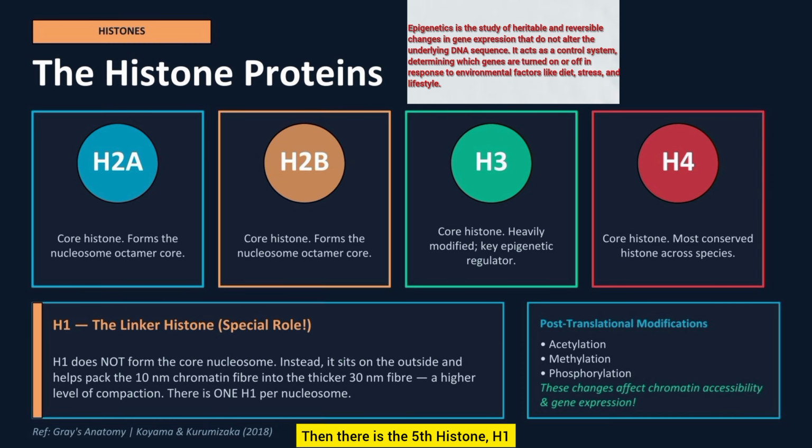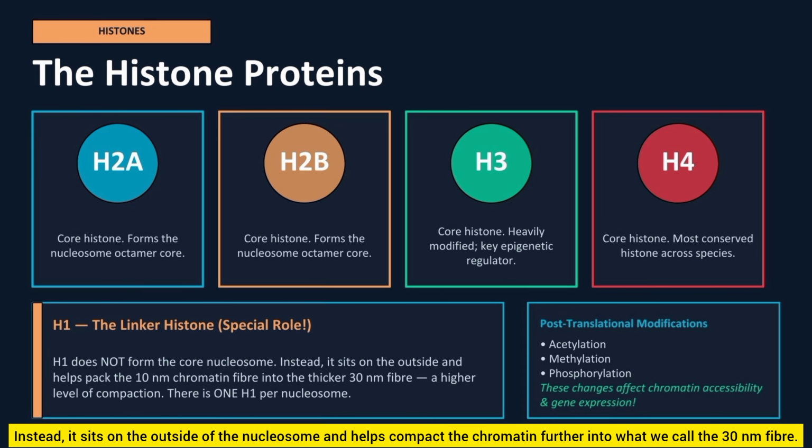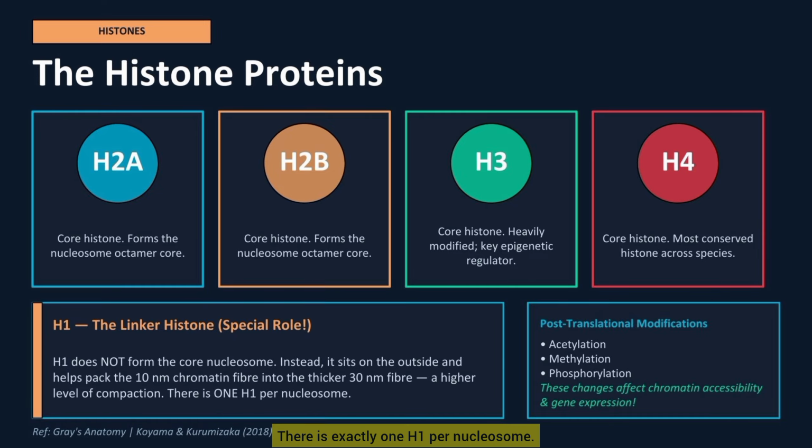They vary in their amino acid sequence, and they can be chemically modified through acetylation, methylation, and phosphorylation. These modifications are incredibly important because they change how tightly DNA is packed, and therefore which genes are switched on or off. This is the foundation of epigenetics. Then there is the 5th histone, H1. H1 is special. It does not form the octamer core. Instead, it sits on the outside of the nucleosome and helps compact the chromatin further into what we call the 30 nanometers fiber. There is exactly 1 H1 per nucleosome.